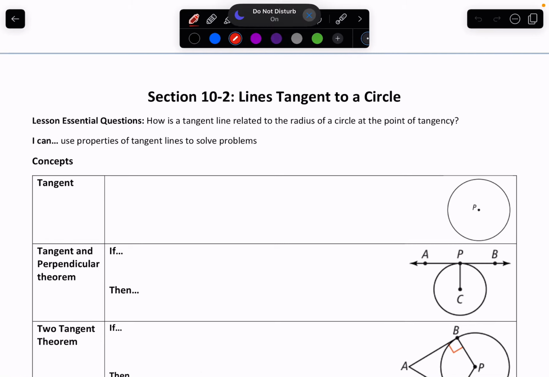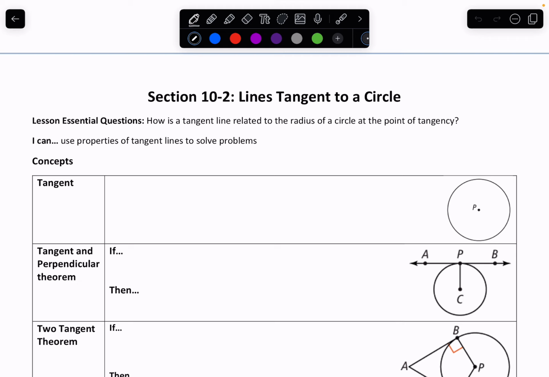All right, hello everybody. Today we're going to be looking at section 10-2, which is lines tangent to a circle. The first thing we'll need to know is what does that mean, right? We just came from trigonometry where we learned sine, cosine, and tangent. This is a different way to think about tangent. This isn't really related to trigonometry except for in a very broad way when you get very high in mathematics.